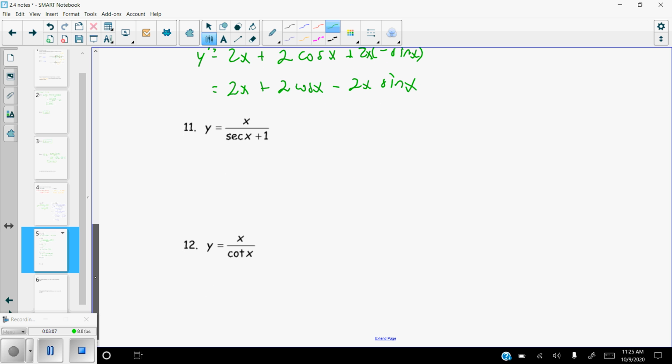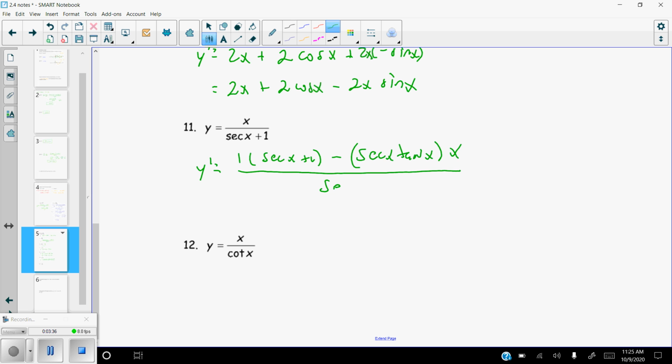All right, number 11, y equals x divided by secant x plus 1, quotient rule. Derivative of the top is 1 times the bottom, minus the derivative of the bottom. The derivative of secant x is secant x tangent x, or tangent x secant x. Derivative of 1 is 0, so then times the numerator, which is x, all divided by secant x plus 1 quantity squared. And again, just to save a little time, the only thing you really could do to clean this up, you don't need the 1 out in the front of the first term on top, and you can move that to the front of there. Other than that, nothing really else to do.